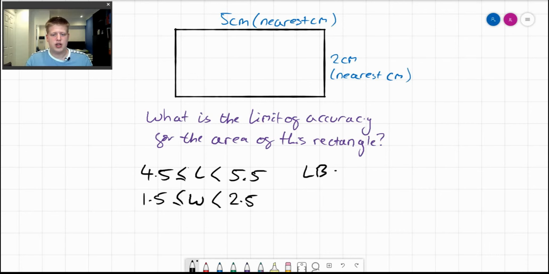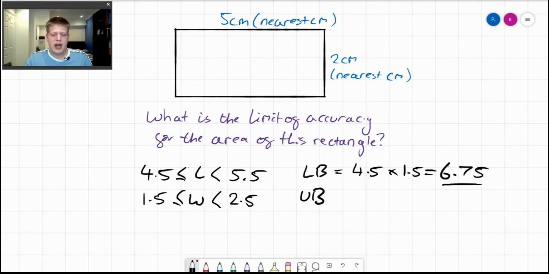Now, to find the lower bound of the area, which is just the length times the width, kind of like addition, we need to find the minimum values of each in order to multiply to the smallest area. So the minimum value of the length is 4.5, and we'll multiply that by 1.5, and that will give us an area of 6.75. So that's our area for the lower bound.